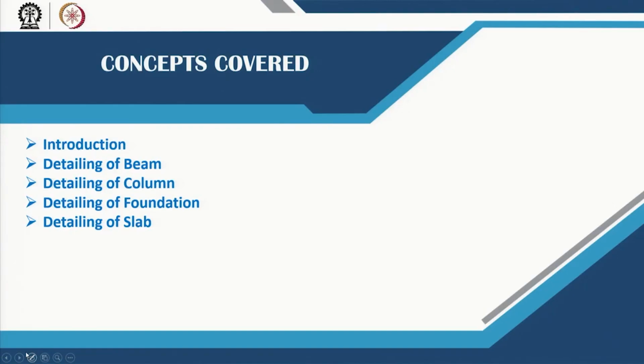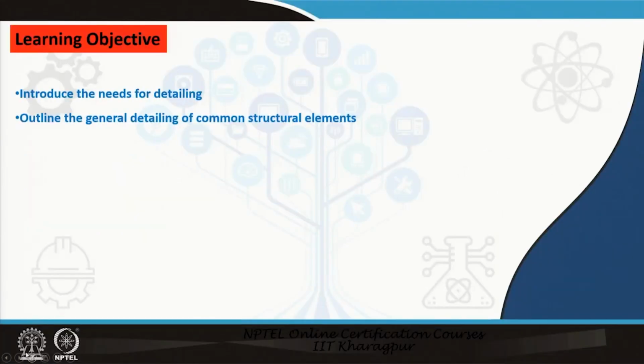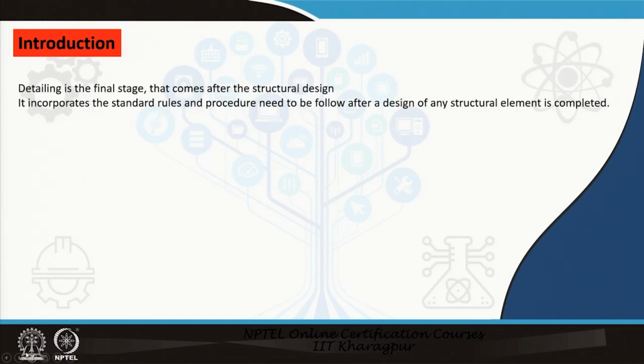We will start with some introduction on detailing, and then we will discuss the very primary or preliminary type of detailing of beams, columns, foundation, and the RCC slab, and those detailings are of reinforced concrete structures. So, the learning objective of this lecture is that we will introduce the need for detailing, why detailing is required, and one after one we will discuss some of the general detailing of common structural elements. So, first let us introduce the detailing.